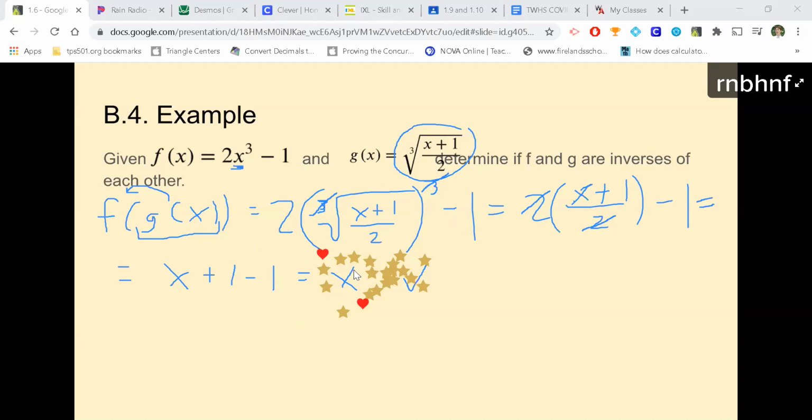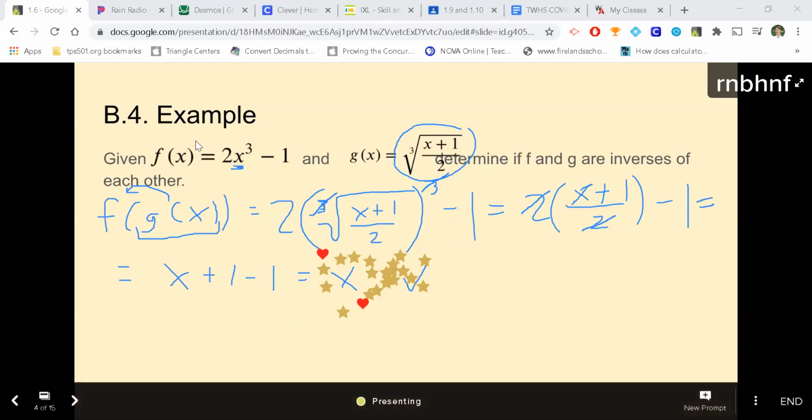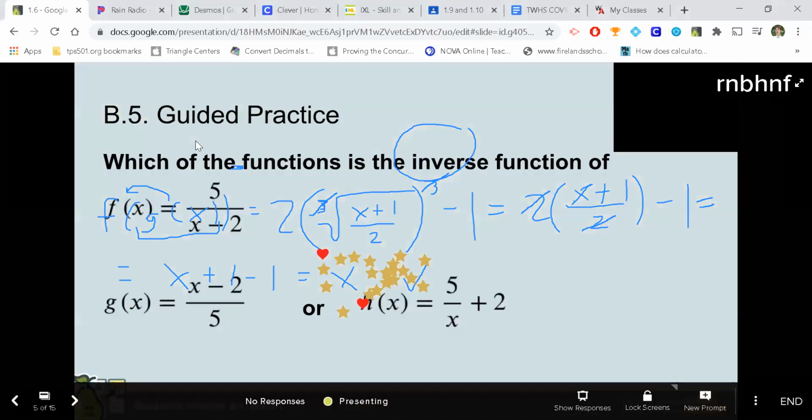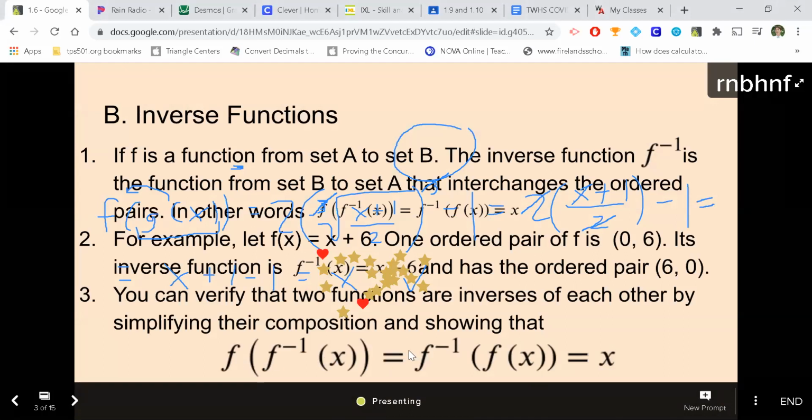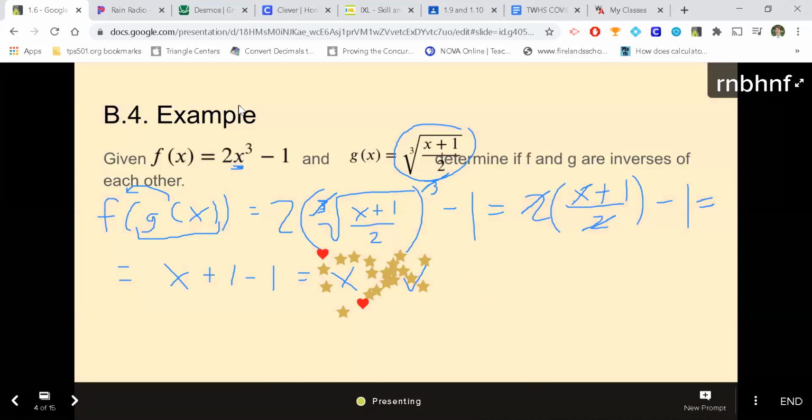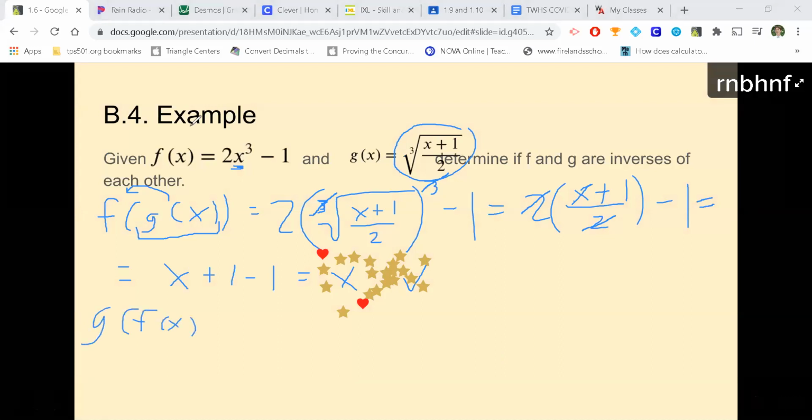Which might be weird for you because at the end of a problem, you expect x equals a number. That's the goal, right? But that's not the goal of these problems. We're just determining whether or not they are inverses. Technically speaking, that is enough to know that these are inverses. The definition, however, remember, goes both ways, right? F of F inverse and F inverse of F. So we should, technically speaking, also do G of F of X and make sure that that works too.